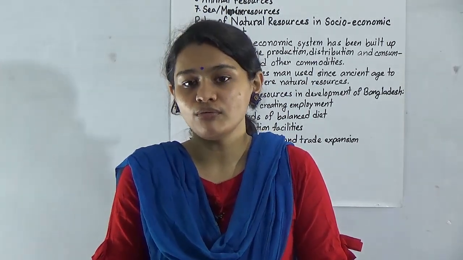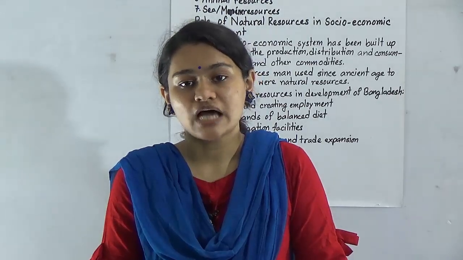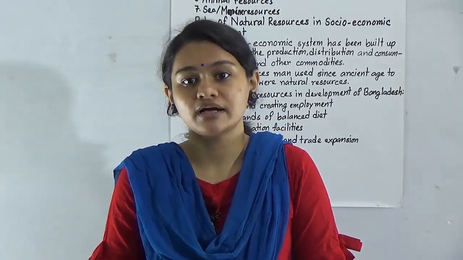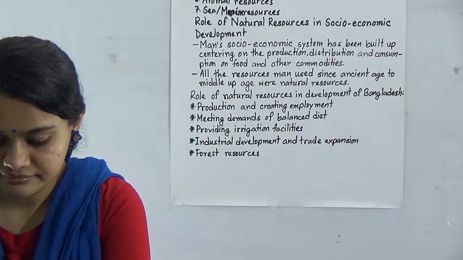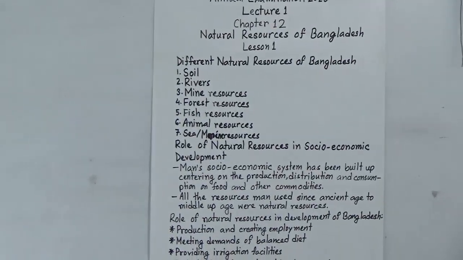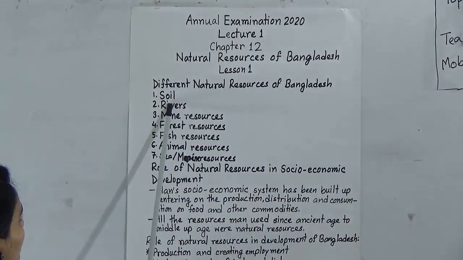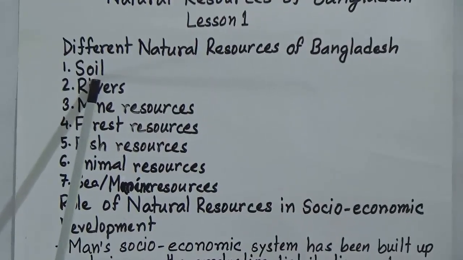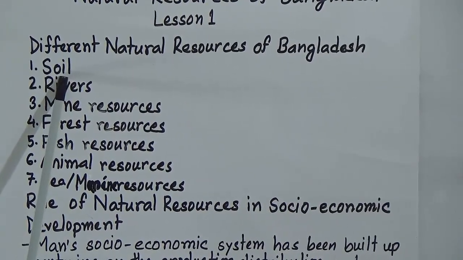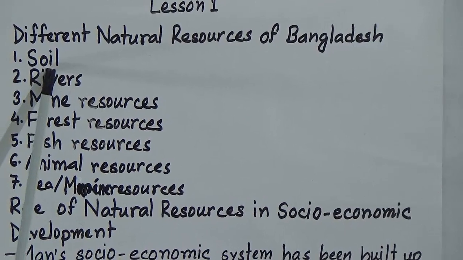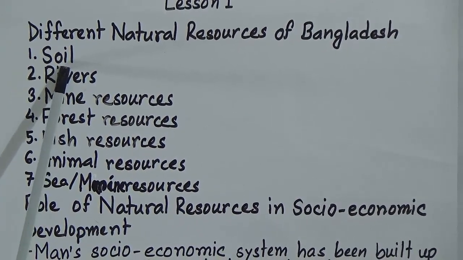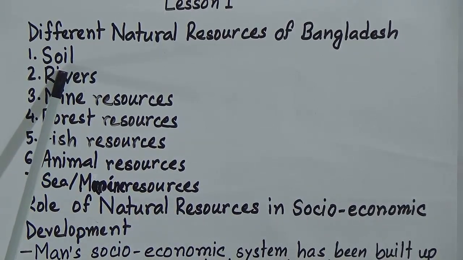So now we will know about some of the natural resources of our country. Let's start. At first we will know about soil. Soil is a valuable gift of nature, and the land of Bangladesh is very fertile. So we grow different types of crops here. That's why Bangladesh is called an agricultural country.